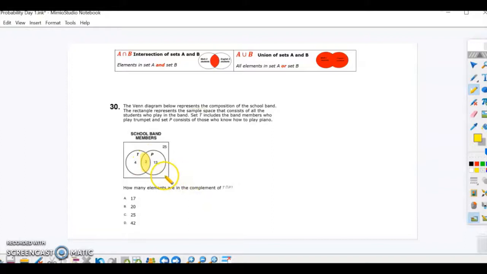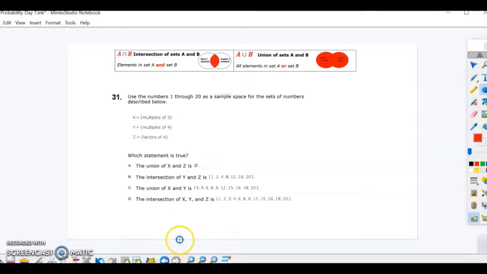The complement is everything that is not part of this. Everything that is not part of this. Okay, so let's figure out what the complement would be. These people, and these people. So how many people are in the complement of T intersected with P? That would be 42 people. So if you add the 42 people and you add these 3 people, that should be your total amount of people. So the complement is everything that's not right here.